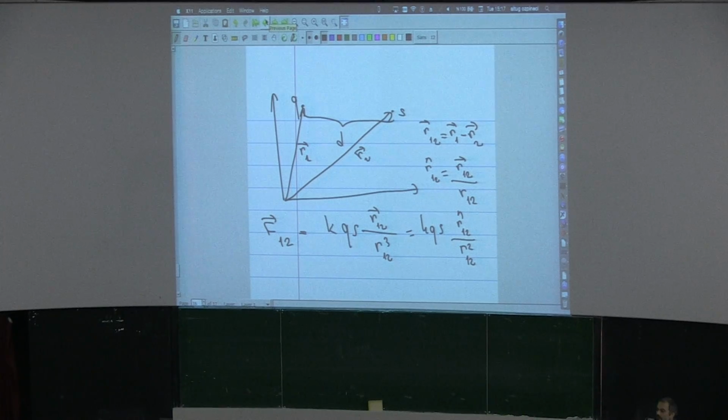And as one of you was saying, should we have a minus sign or not? Well, you already know that if you have two of the same charges, they repel each other. So if Q and S have the same charge, that is, if they are both positive or both negative, then the force acting on Q should be in this direction. Let's look at this vector. What is the direction of that vector? R12.